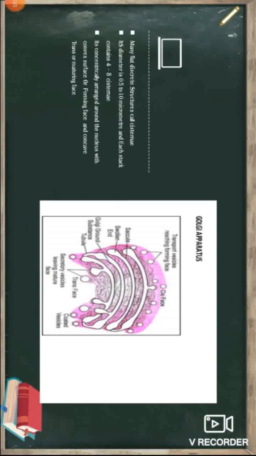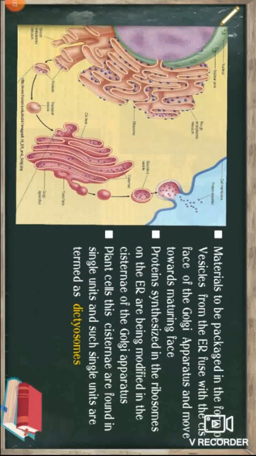the maturing phase. Basically, it works by packaging the materials which are formed in the endoplasmic reticulum, and they fuse with the cis phase of the Golgi apparatus and move towards the maturing phase. The vesicles in which it has been packed are termed as the transport vesicles, as you can see in the diagram. Proteins being synthesized in the ribosomes of the endoplasmic reticulum are modified in the cisternae of the Golgi apparatus. In plant cells, they are found as single or unconnected units termed as dictyosomes.